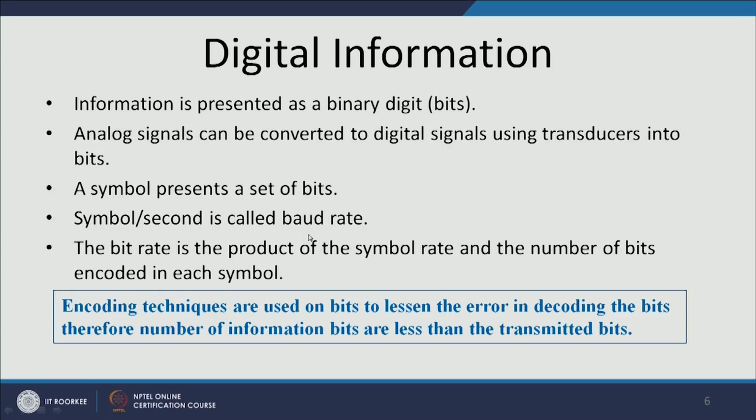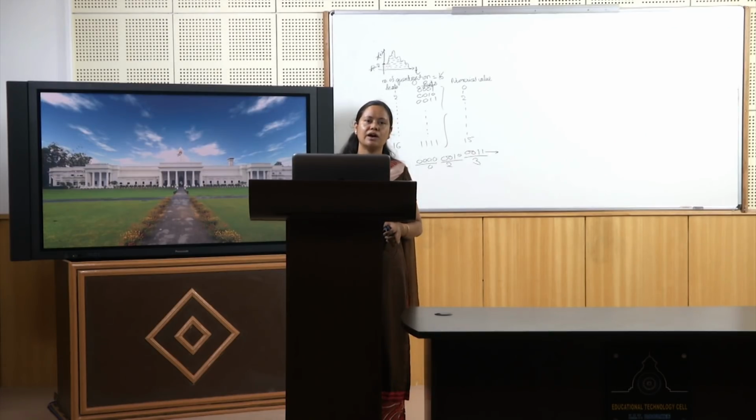Now, encoding techniques are used on bits to lessen the error in decoding the bits. Therefore, the number of information bits is less than the transmitted bits. So, those bits which we are using for the encoding are also used eventually, although they are not useful bits, but they are useful for detecting the error.